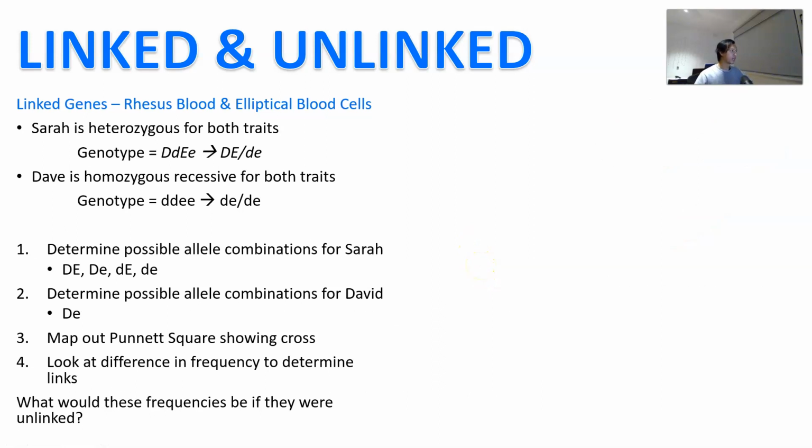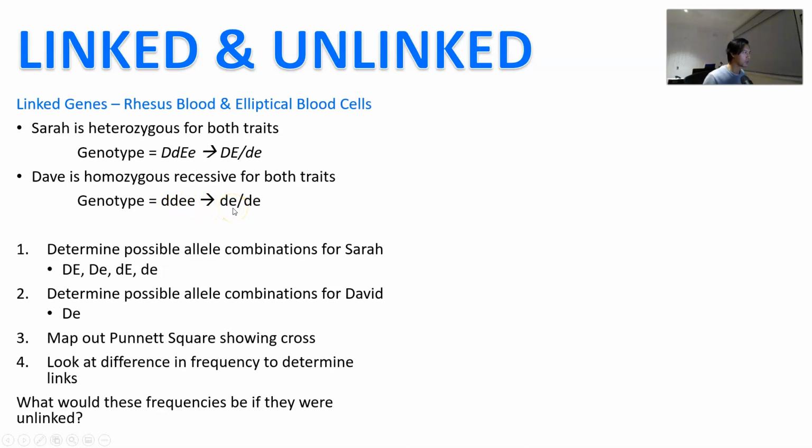Well, if we look at linked genes for rhesus blood and elliptical blood, let's say you have two individuals. Let's say Sarah is heterozygous for both traits, right? She will have capital D, lowercase d, capital E, lowercase e for those traits. You will need to denote them with a slash in between now that we know they are linked genes. And then Dave is going to be homozygous recessive for both traits, right? Lowercase d, lowercase d, lowercase e, lowercase e.